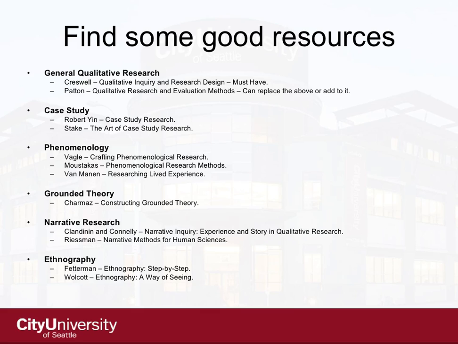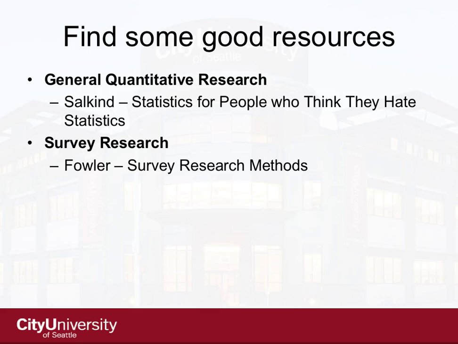Narrative research, ethnography, whatever it is, make sure you have a textbook to refer to and how you're using it. In quantitative research, Salkind, Statistics for People Who Think They Hate Statistics, is a great text. For surveys, Fowler, Survey Research Methods. I love surveys. I was going to do a survey originally, but chose to do qualitative instead. So for survey methodology, know that Fowler is a great resource for you.